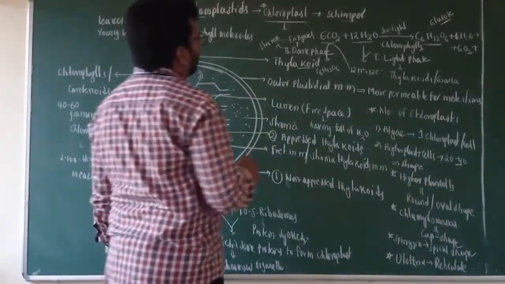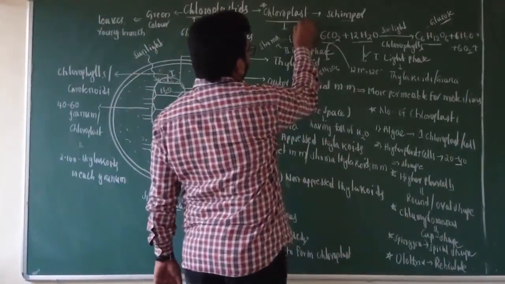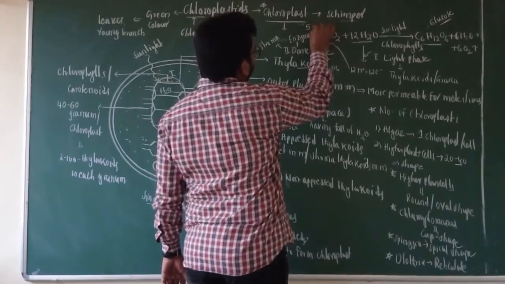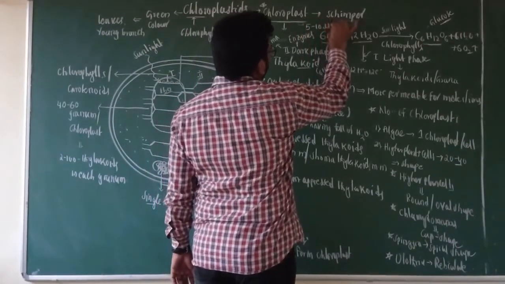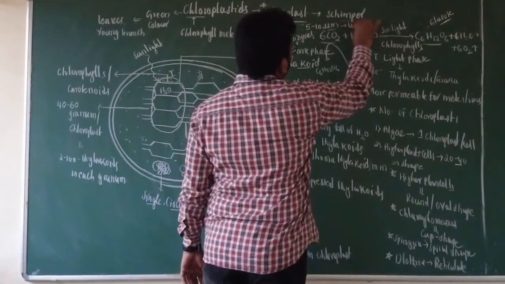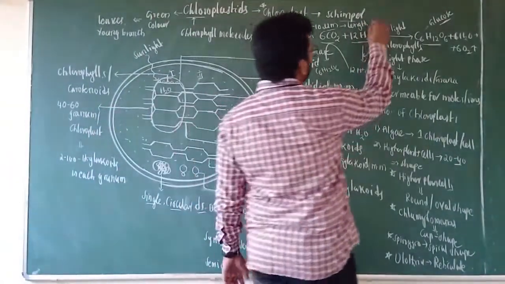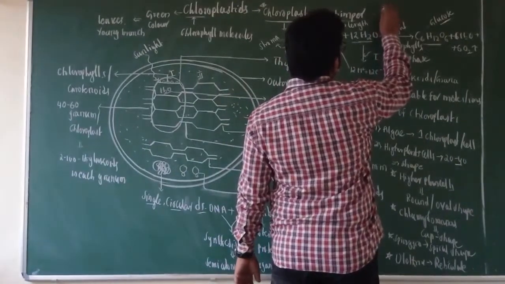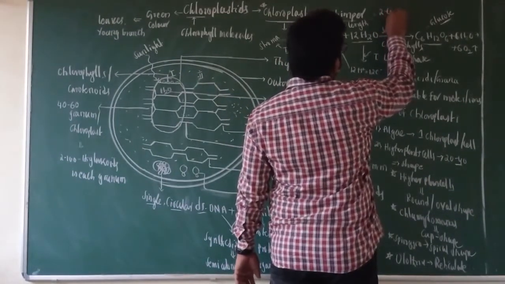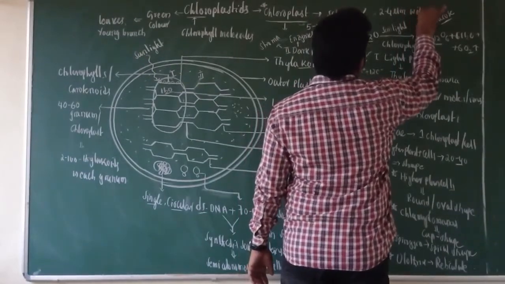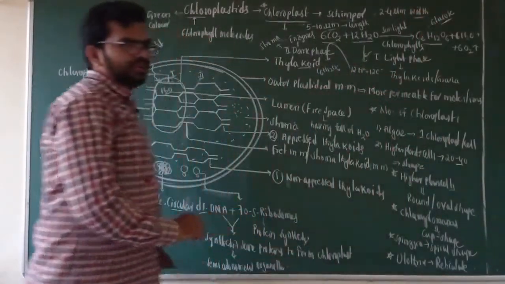And the average size of the chloroplast: the length ranges between 5 to 10 micrometers, and the width ranges between 2 to 4 micrometers. These are the properties of the chloroplast.